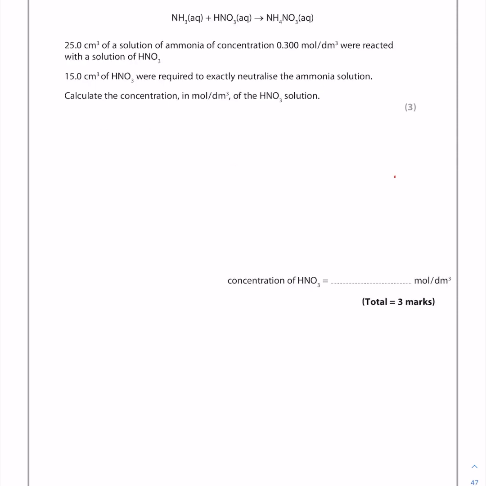The equation for the formation of ammonium nitrate from ammonia: ammonia plus nitric acid gives ammonium nitrate. 25 cubic centimeter of solution of ammonia of concentration 0.300 mole per cubic decimeter were reacted with solution of nitric acid. 15.0 cubic centimeter of nitric acid were required to neutralize the ammonia solution. Calculate the concentration in mole per cubic decimeter of nitric acid. We will use the law: concentration is equal to moles over volume in cubic decimeter.